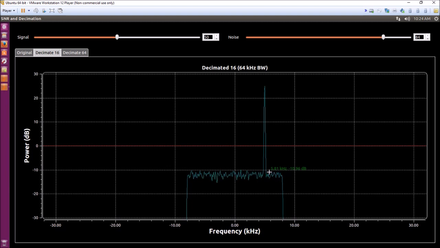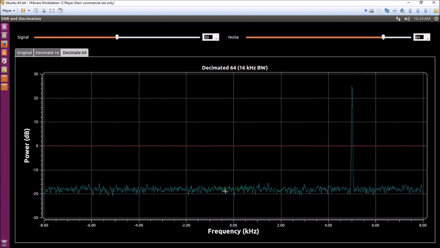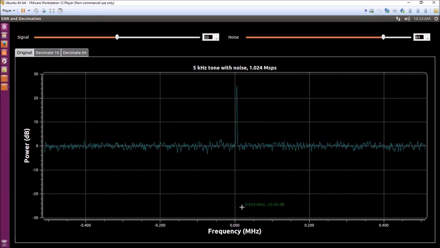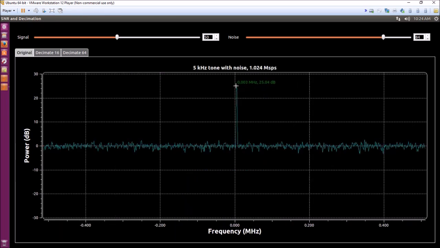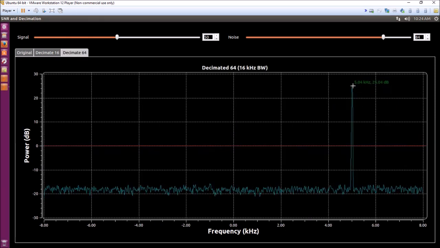So what happens if we decimate by 64? Well, we now drop the noise down to minus 18 dB. And so our signal-to-noise ratio now goes from minus 18 to plus 25, which is a pretty big improvement over where we started with the raw signal that we're generating, with the noise centered on 0 dB. Going to 16 times decimation drops the noise by 12 dB, but keeps the signal at the same strength. If we measure the signal here, it's 25 or 26 dB, which is the same as our original signal. And then if we decimate down to 64, the power of the original signal stays the same, but the noise level drops down to minus 18 dB.